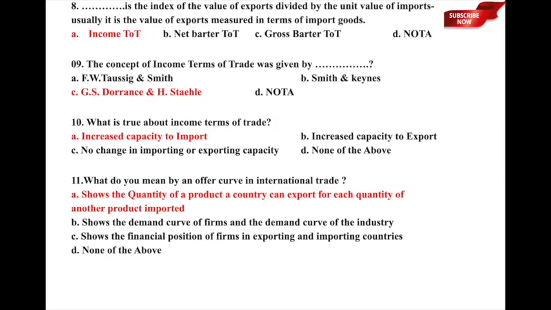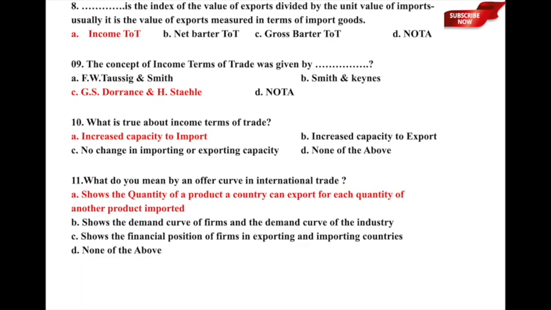The eighth is dash is the index of the value of exports divided by the unit value of imports. What is the index of value of exports divided by the unit value of imports? That means usually it is the value of exports measured in terms of import goods. So, what do you call such a concept? Whether it is A, income terms of trade, B, net barter terms of trade, C, gross barter terms of trade, or none of the above.